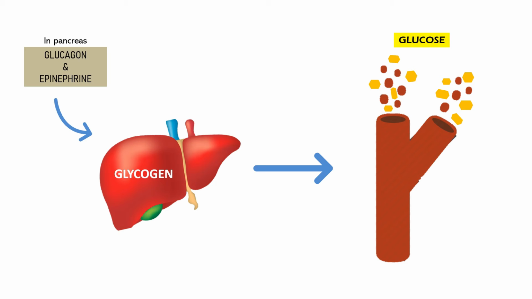For example, when blood glucose level falls, there is an increase of glucagon secretion from the pancreas, and it will travel to the liver to stimulate glycogenolysis.